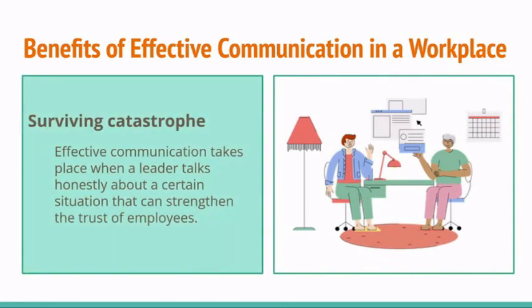Next, effective communication in a workplace helps employees survive catastrophe. Effective communication takes place when a leader talks honestly about a certain situation, which can strengthen the trust of employees. So for surviving catastrophe, a disaster, again, when you are comfortable in the workplace, you have this idea that you can trust one another. You have this idea to be transparent with them. It's good if the leader is transparent with the employees, with the other members, with his or her subordinates. But it's even better if everyone is transparent in the entire team or in the entire organization.